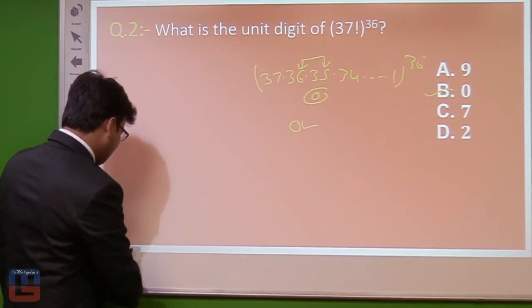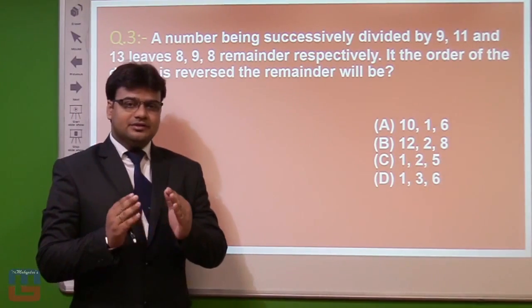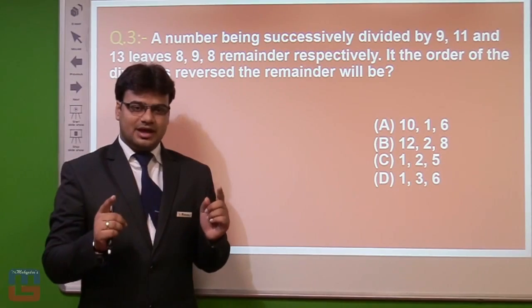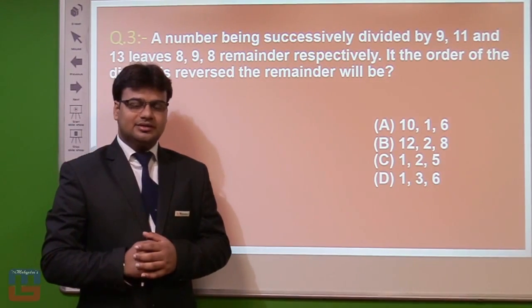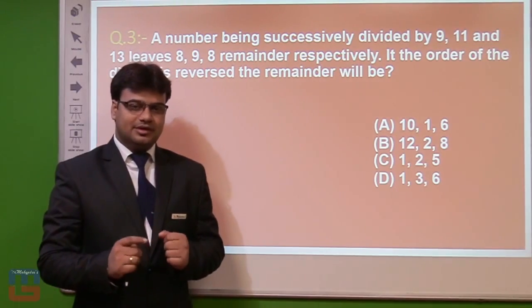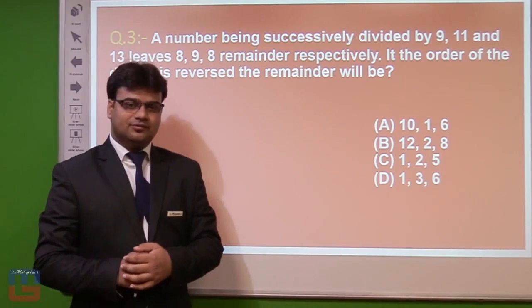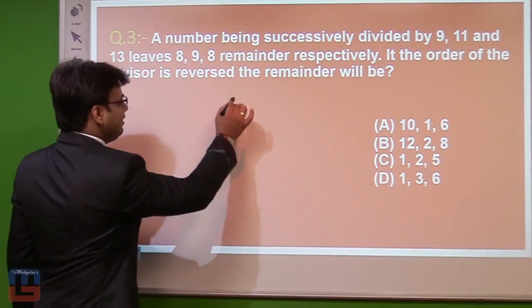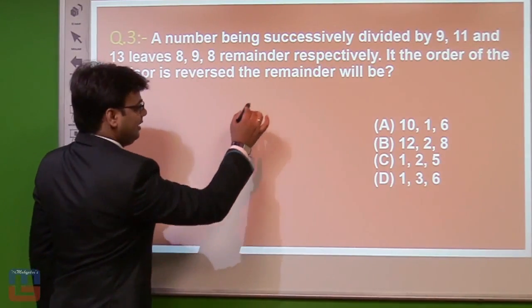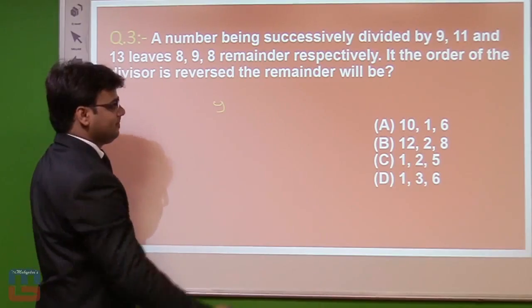Let's check the next question. A number is successively divided by 9, 11 and 13 and leaves remainders 8, 9, 8 respectively. If the order of the divisors is reversed, then what will be the remainder? For this type of question, write it down in this way. First we write the divisors. If we divide by 9, first we write 9.